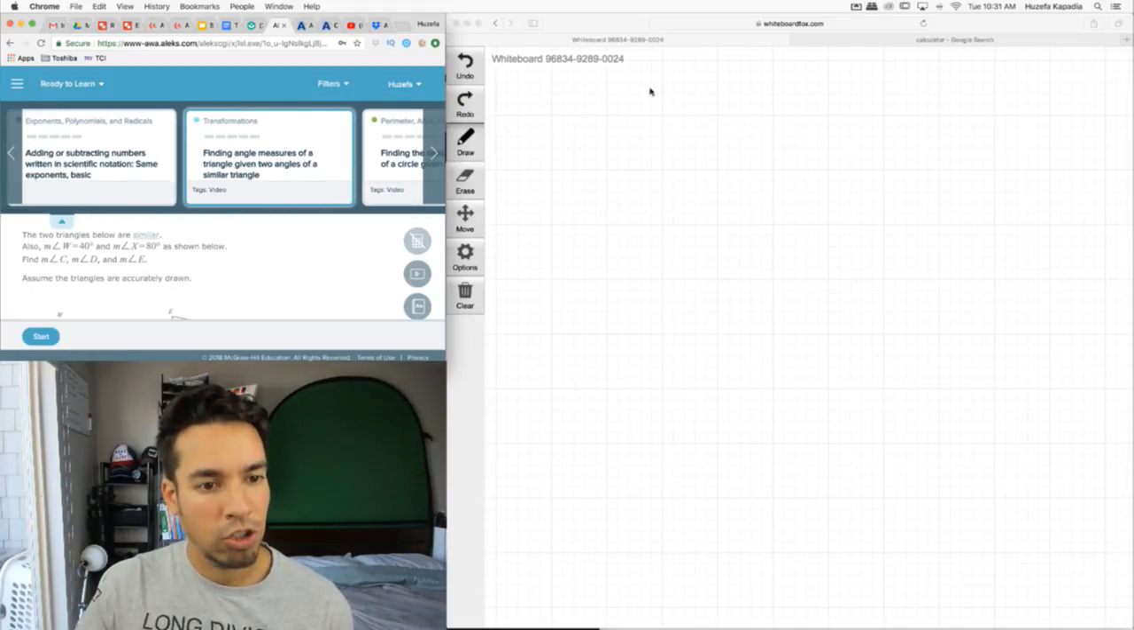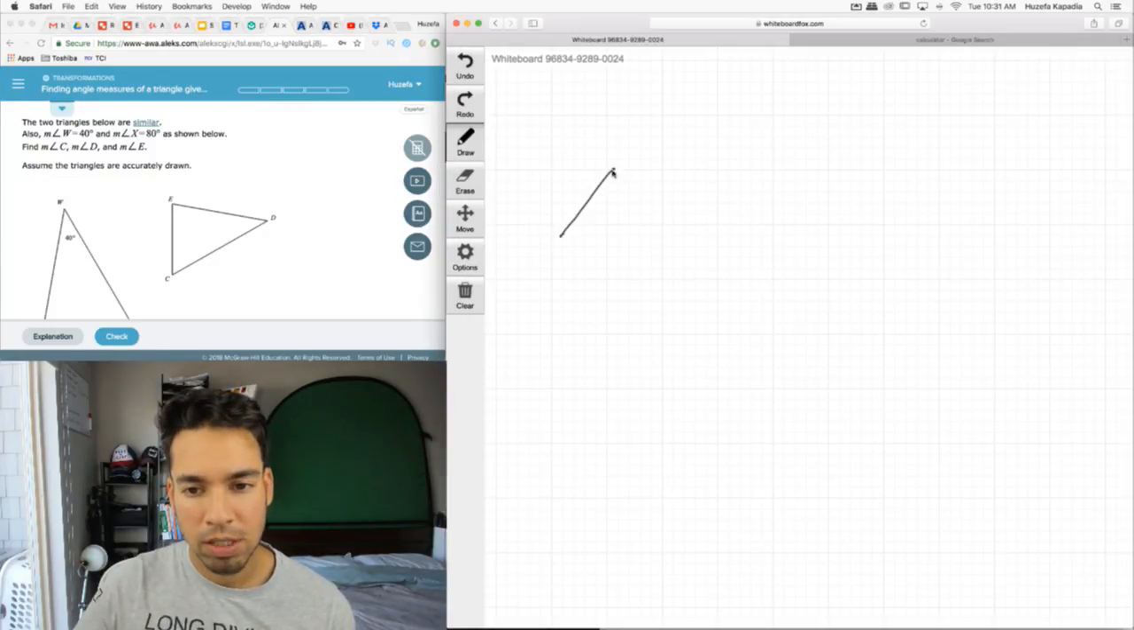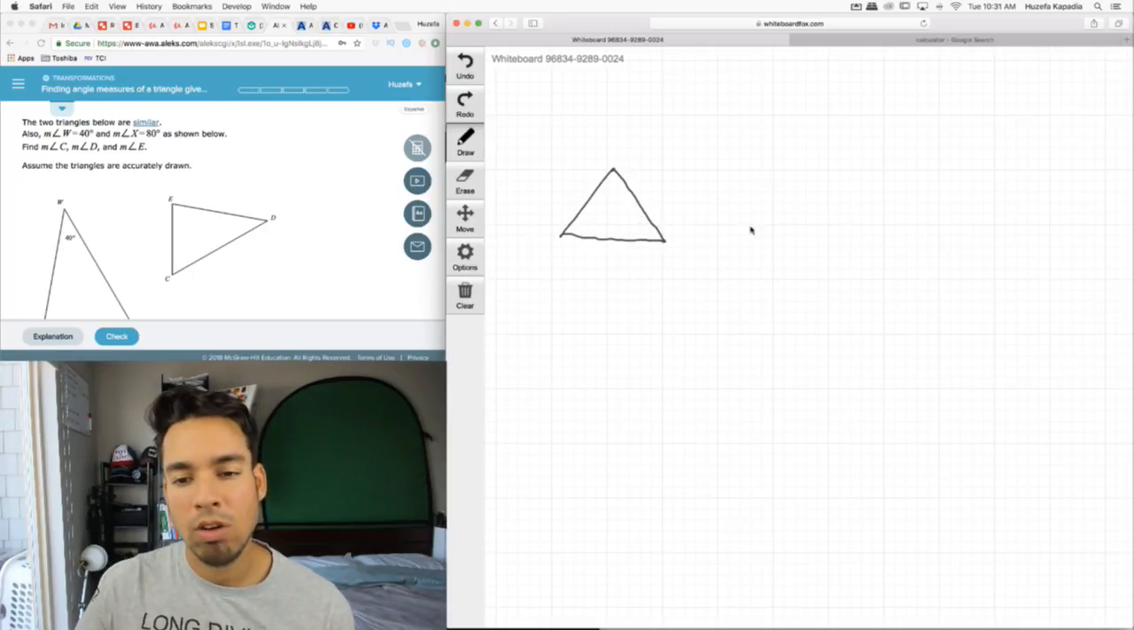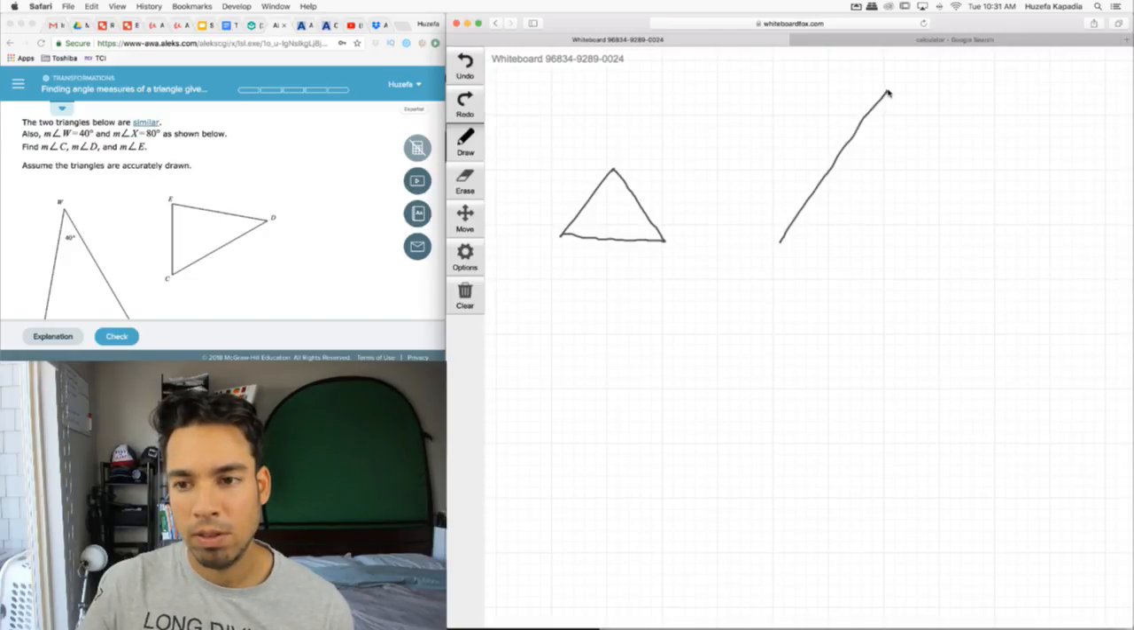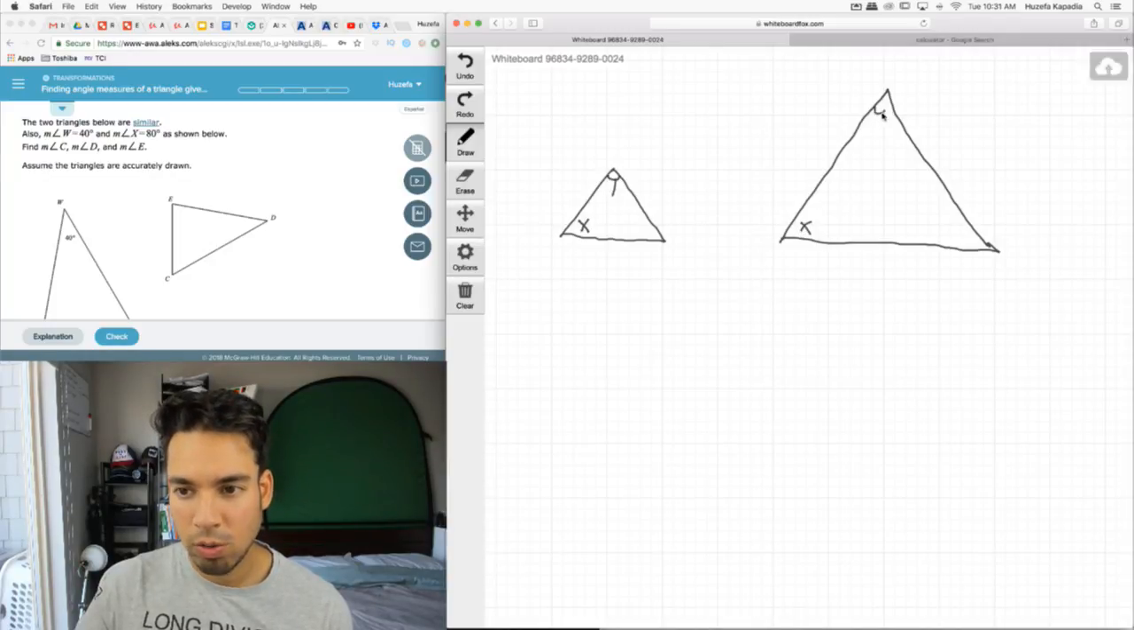Okay, finding angle measures of a triangle given two angles of a similar triangle. Now, similar triangles, let's talk about this, because similar triangles are basically two triangles that look almost identical. One looks like a miniature version of the other. But there's an interesting relationship between similar triangles. Yes, the sides are proportionate, but the angles for similar triangles are all equal.